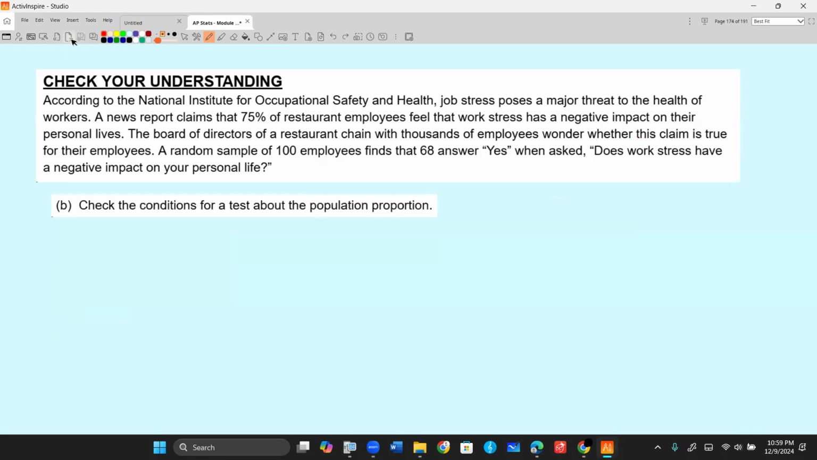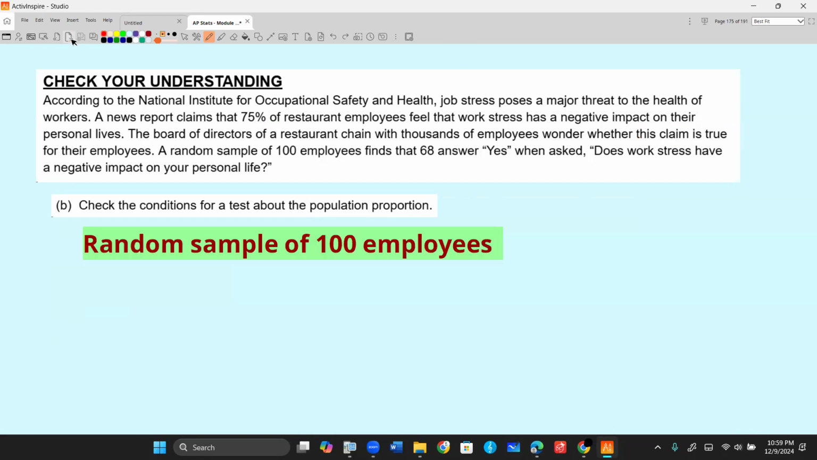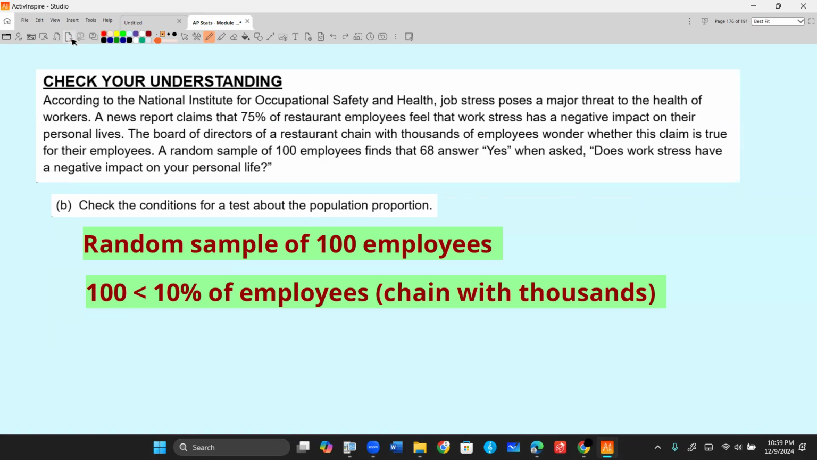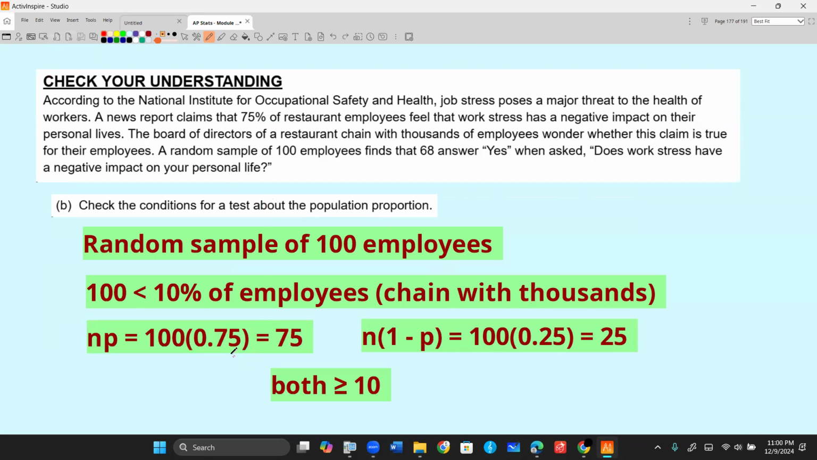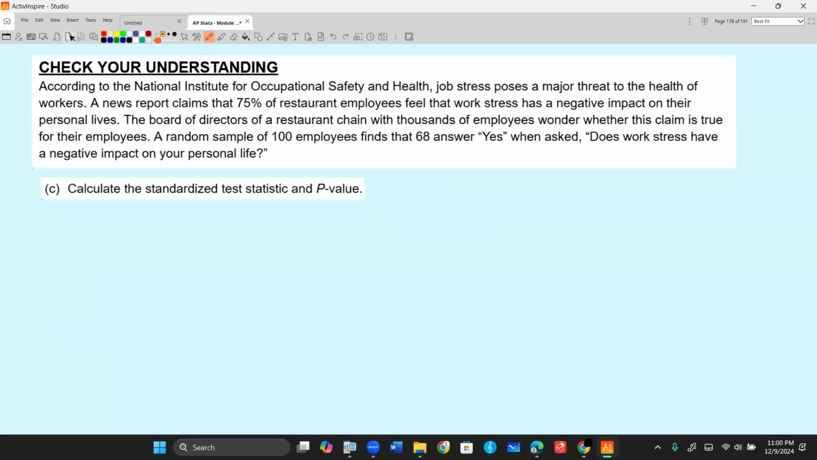Part B, check the conditions for a test. So the conditions: random sample of 100 employees, which is less than 10% of the employees at this chain that has thousands of people. And finally, our normal large counts. Remember, we use our null, not our sample, so we use our 75% and our 25% using our sample size of 100. Both of those numbers, 75 and 25, are greater than or equal to 10. So we've checked our conditions are met.